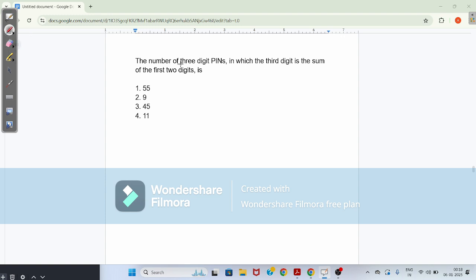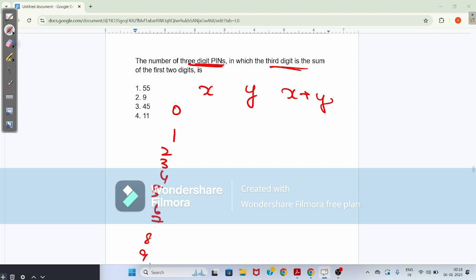Now the number of 3-digit pins in which the third digit is the sum of the first 2 digits has to be found. Consider the 3 digits x, y and x plus y. Now the digits will be 0 1 2 3 4 5 6 7 8 9. Consider 0: if it is 0, 0, this gives 0. If it is 1, 0, consider 1 0 and 0 1. When you consider these two values, they give the value 1 1.